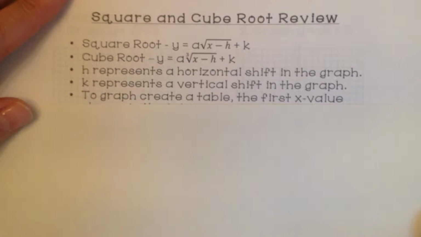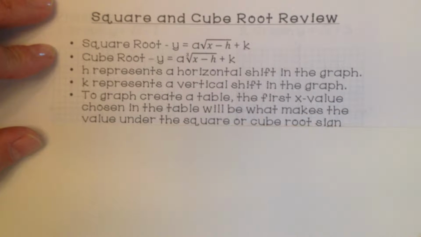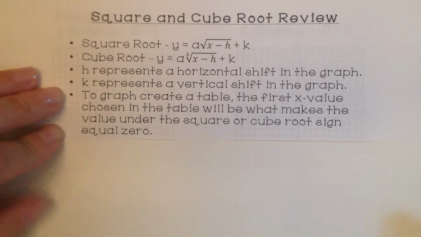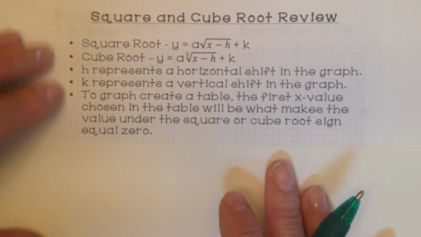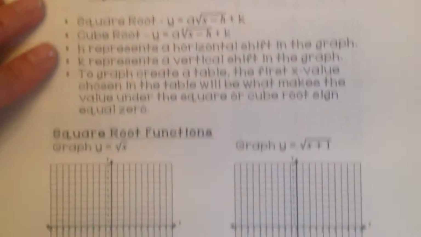Okay, to graph, you're going to create a table. The first x value chosen in the table will be what makes the value under the square root or cube root sign equal 0. So this is always the first one that I pick. Okay, so let's try a couple of square roots.